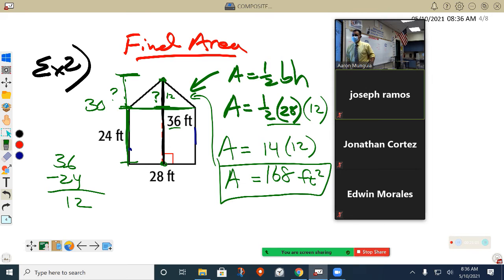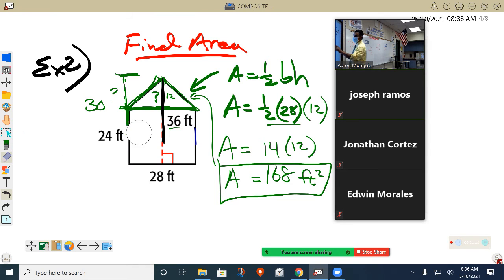Let's not get all happy because we're not done yet. All we found out is the area of the triangle on top. Okay, it's not time to celebrate yet. We gotta find the area of the rectangle now. Cool.